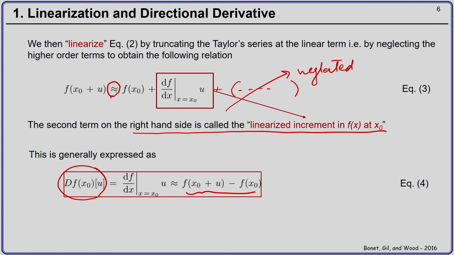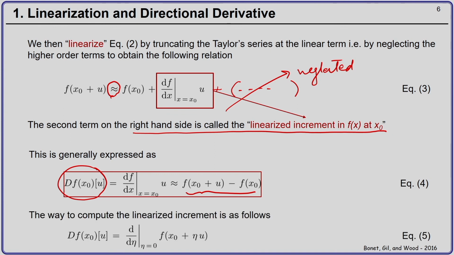And how do you compute this D f of x 0 in square bracket u? This square bracket does not mean that x 0 is multiplied by u. It has a different meaning. Whenever in this course we use square brackets, it does not mean you have to open up the bracket; there is a special meaning for these kinds of brackets. The way you compute this linearized increment, which is this term over here, is as follows.